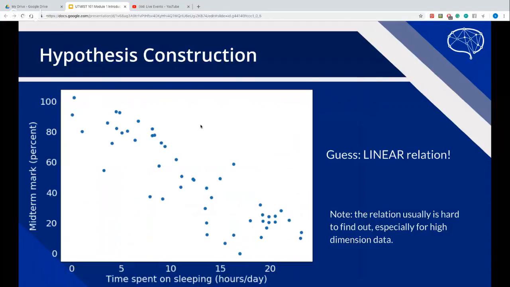But usually we have high dimensional data, remember the case where we want to investigate how other time spent affects our midterm mark. In this case, it's really hard to visualize our data, because we can't really visualize data with more than 3 dimensions, right? So what we usually do is trial and error, just try other hypotheses and see which one works better. Or we can use some sort of dimensionality reduction method to reduce the dimension, so we can visualize the data to guess the relation between the input and output.